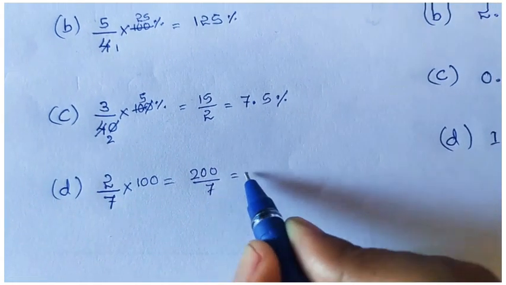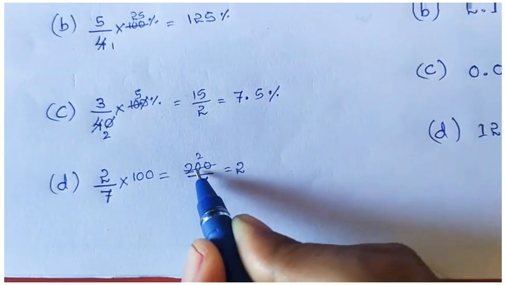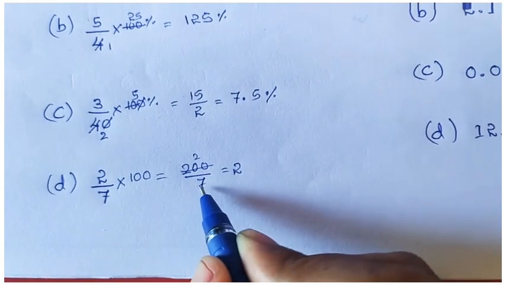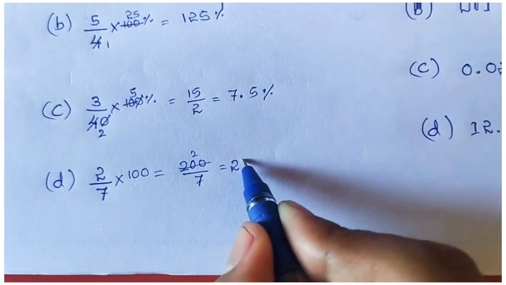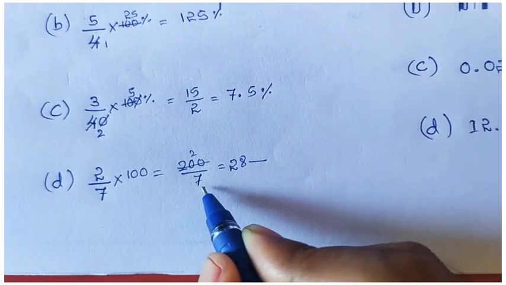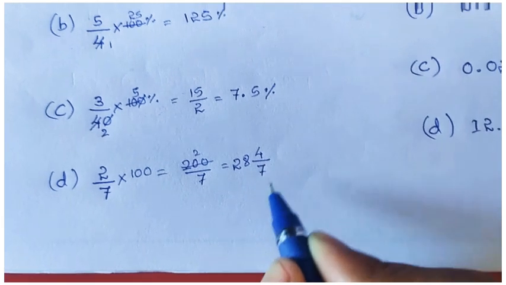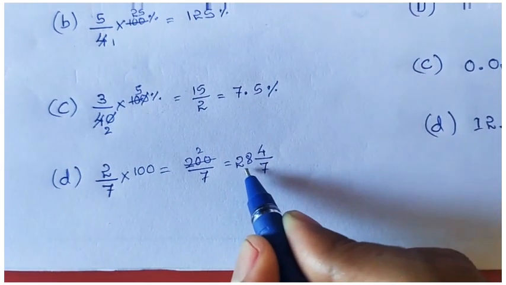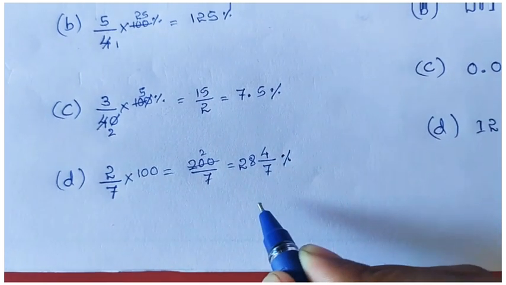So 7 2s are 14. Okay, so remaining is how much? 20 minus 14 will be 6, 7 8s are 56. Okay, so remaining 4 will be our numerator divided by 7. Okay, 28 integer 4 by 7 is our percent.